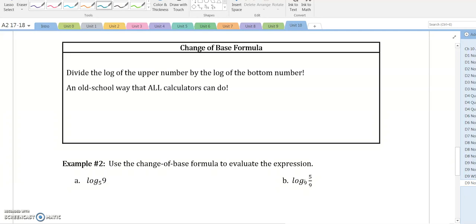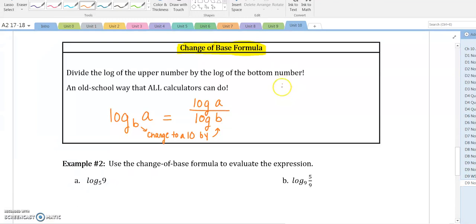That's not fair. So, instead, we have a formula that allows us to change our base to a base 10, and then we can type it into our calculator. So this is the formula we use. If you have a log with a base, let's just call it B, of some number A, and you want to type it in your calculator, we're going to change that base to a 10 by doing log of the upper number, so A, divided by log of the bottom number, which is B.